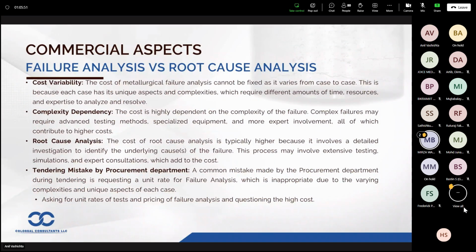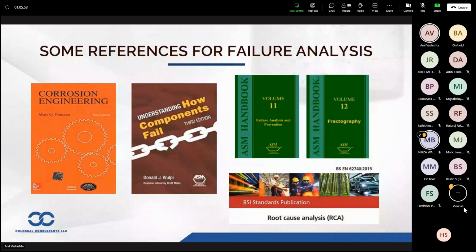Finally, some references for failure analysis. These are the typical books which are very handy for a failure analyst: Corrosion Engineering by Fontana, Understanding How Components Fail by Vlad, Volume 11 for Failure Analysis Handbook, Volume 12 for Fractography, and the RCA BSI standard EN 62740.